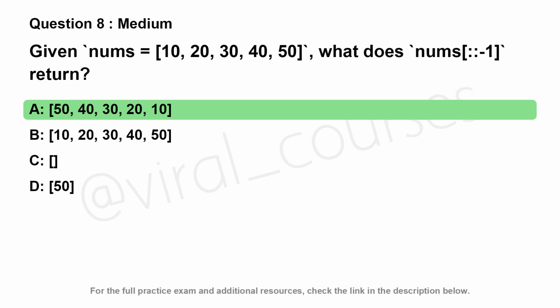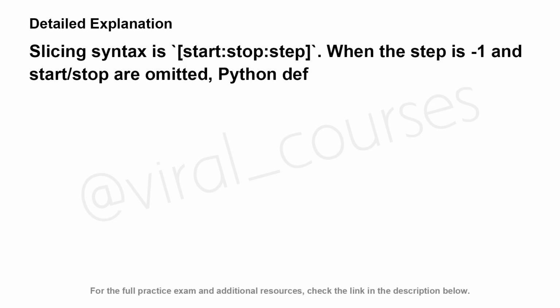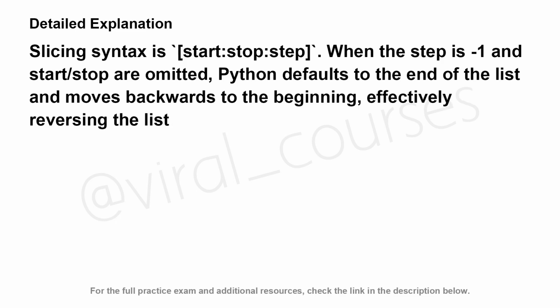The correct answer is A. Slicing syntax is start, stop, step. When the step is -1 and start and stop are omitted, Python defaults to the end of the list and moves backwards to the beginning, effectively reversing the list.